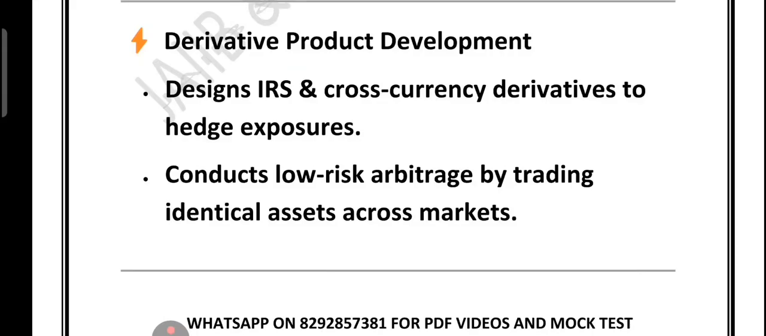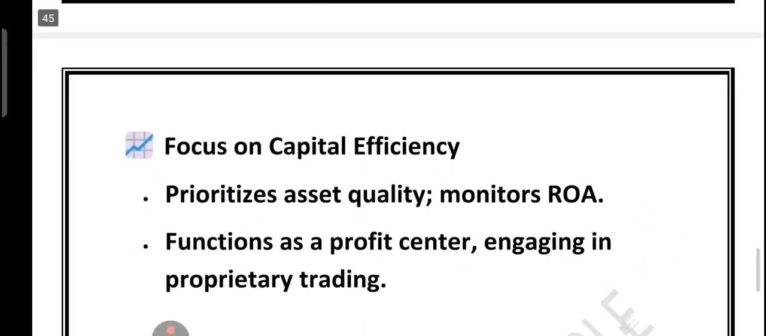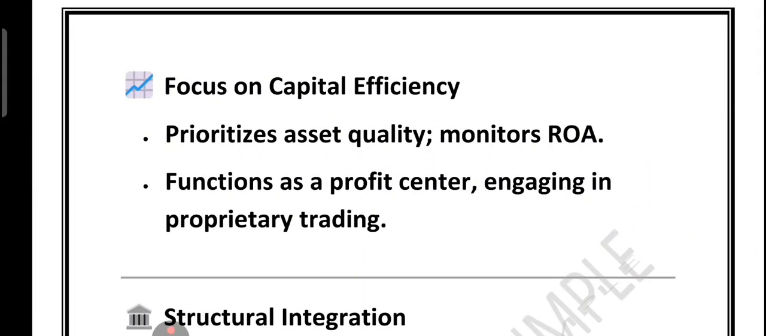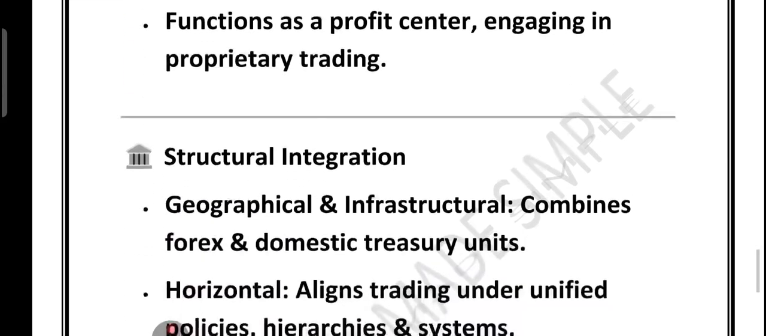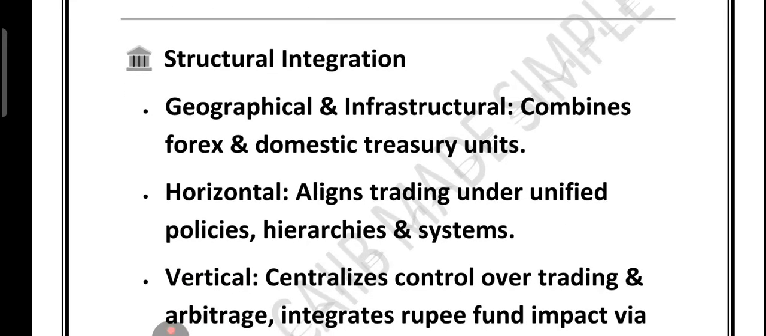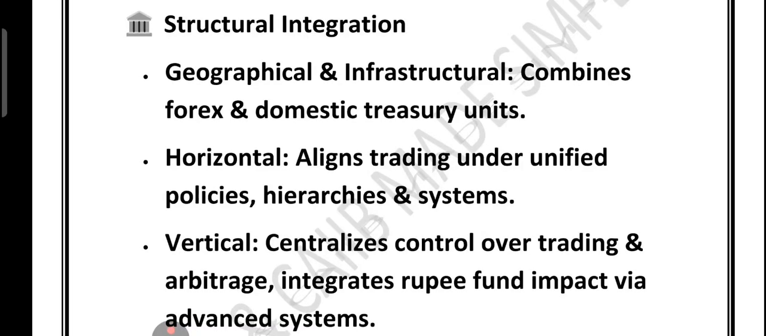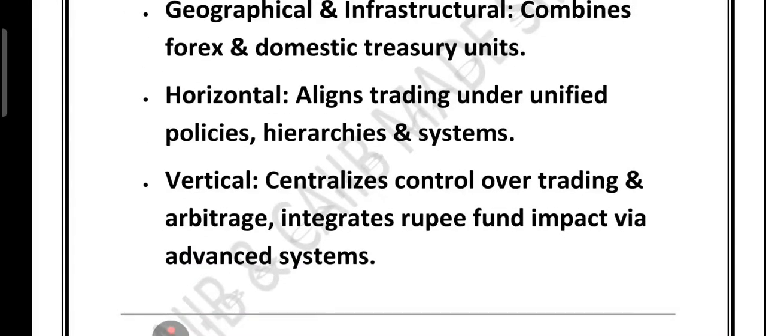We perform low risk arbitrage. Now the focus is to prioritize high quality assets and to monitor the ROA. What is ROA? Return on asset. It operates like a profit center. Very, very important thing: treasury operates like a profit center, including proprietary trading. Then it combines forex and domestic treasury units. That's called geographical and infrastructural. Horizontal, it aligns trading units under a unified policy, hierarchy and system. And vertical means centralized control over trading and arbitrage.